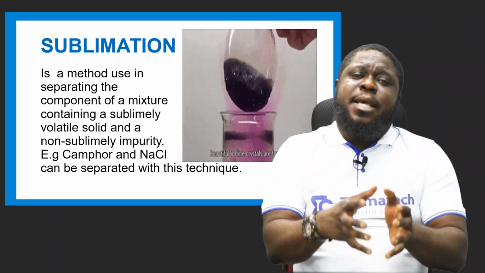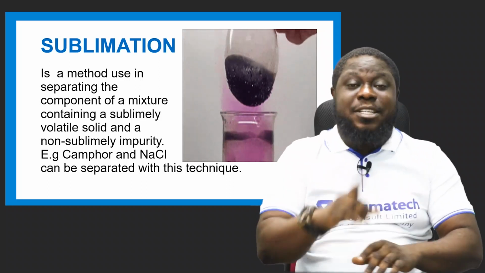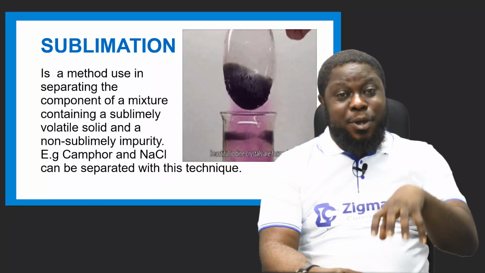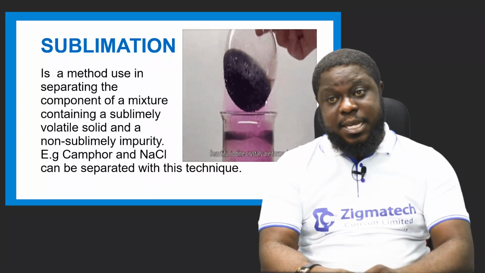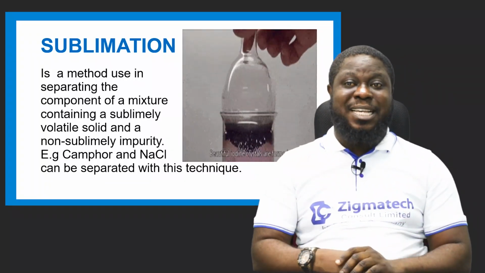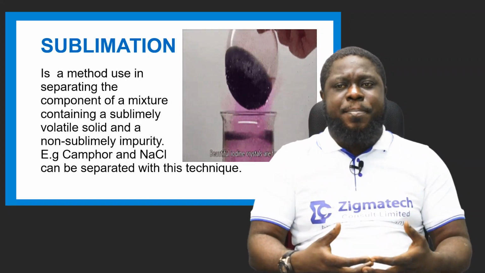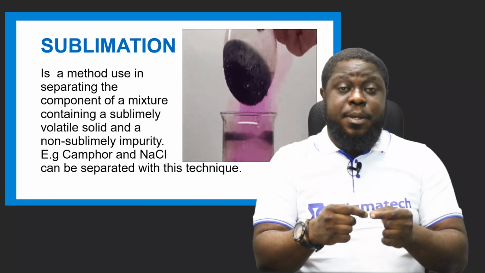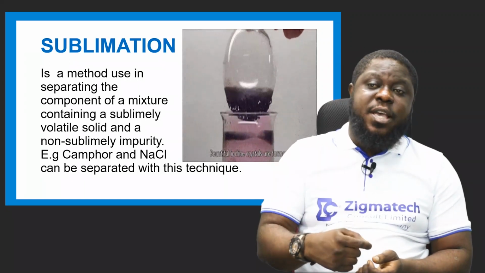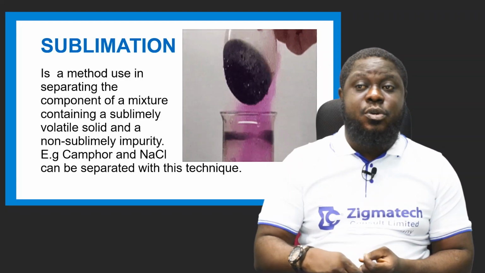Now, when I say sublime, sublime is a process whereby a solid changes to gas without passing through a liquid state. That solid is called a sublime solid, and the process is sublimation. So sublimation is a process whereby a solid phase changes to a gaseous phase without passing through a liquid phase.